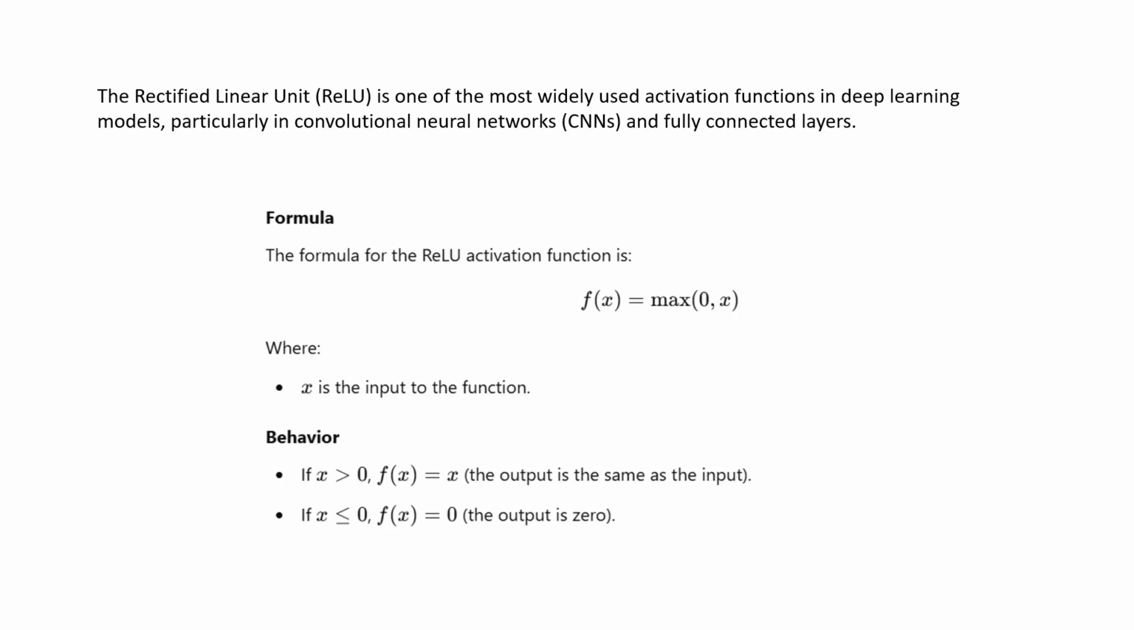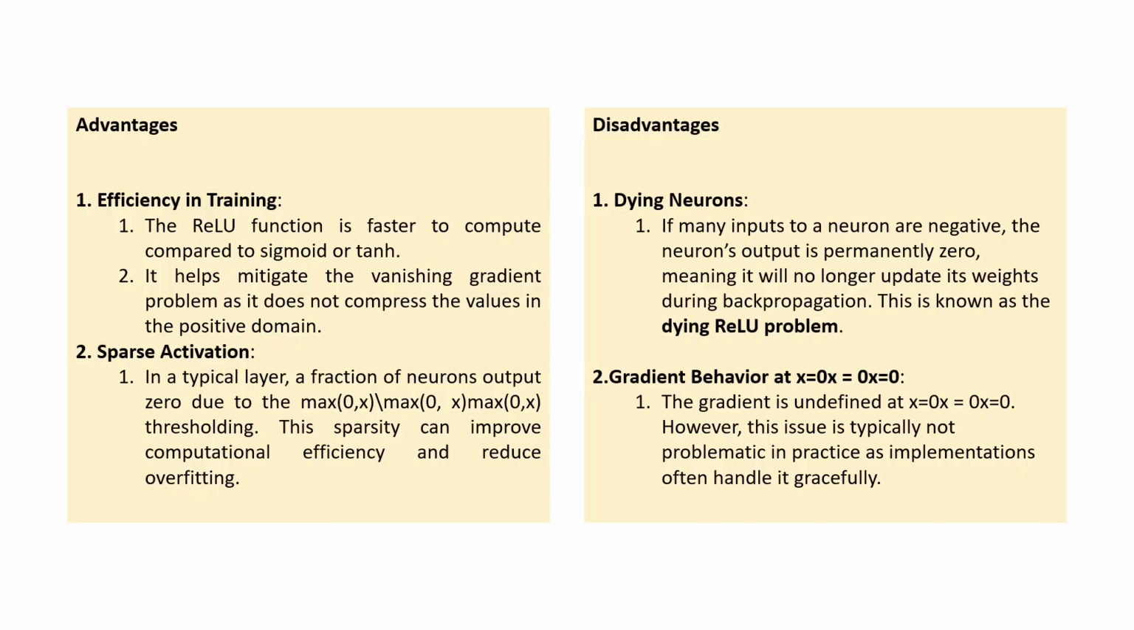So why do data scientists, data engineers, and AI engineers absolutely adore ReLU? Here are two big reasons: efficiency in training and sparse activation. So, efficiency in training. ReLU is lightning fast to compute. Unlike older activation functions like sigmoid or tanh, ReLU doesn't compress the values into a narrow range. It avoids the infamous vanishing gradient problem, which means to say that the network keeps learning even as layers get deeper.